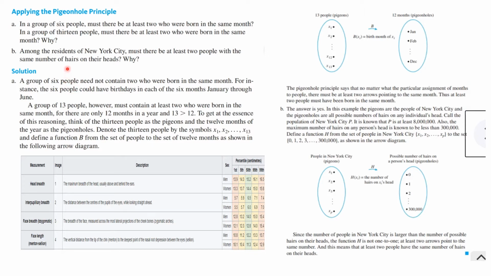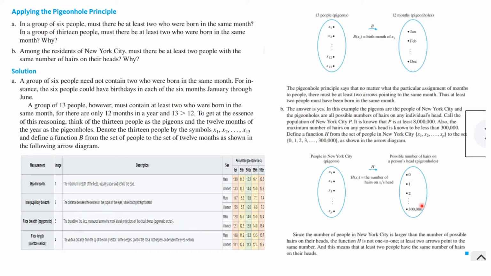A more complicated example. Among the residents of New York City, why must there be at least 2 people with the same number of hairs on their head? Let's talk a little bit more about this. The answer is yes. The pigeons are the people of New York City, and the pigeonholes are all possible numbers of hair on any individual's head. We have a whole bunch of people in New York City, about 8 million. And a person could be totally bald, or the maximum number of hairs ends up being 300,000.